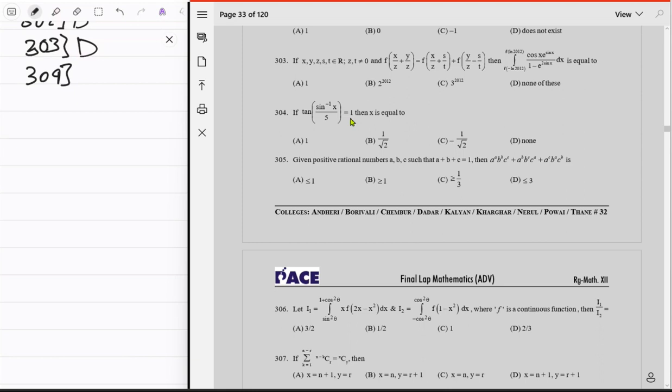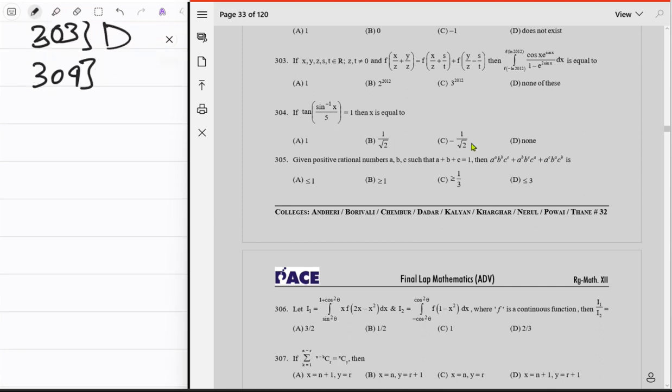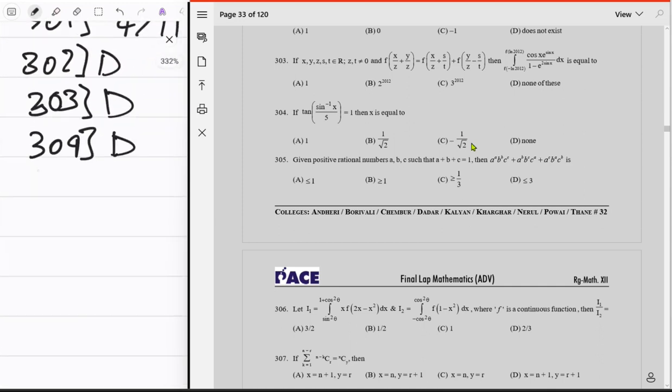Wait, what? There is no such x यार, ऐसी कोई value नहीं है x की, because sin inverse of x is definitely between negative pi upon 2 to pi upon 2, so this thing is between negative pi upon 10 to pi upon 10. अब उसमें tan की range क्या है? Pi upon 10 is less than pi upon 4, so tan of pi upon 10 is less than tan of pi upon 4, which is 1. So that means कि ये कभी होगा ही नहीं. So none. There's no such value of x if this happens. Next, 305.